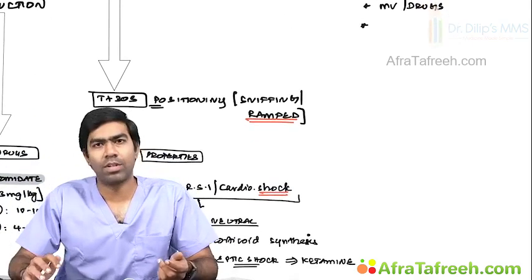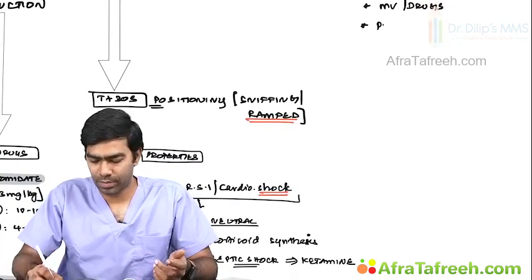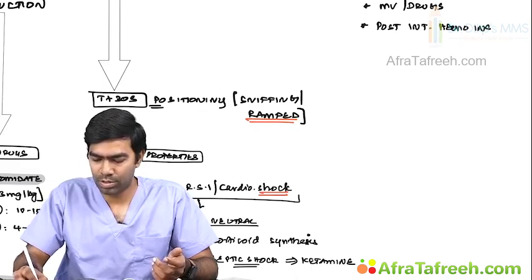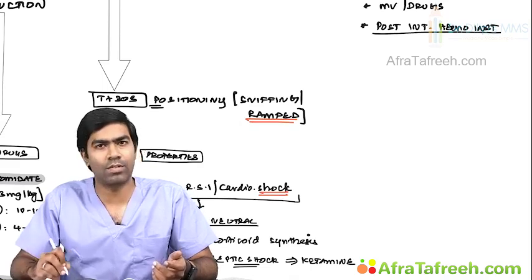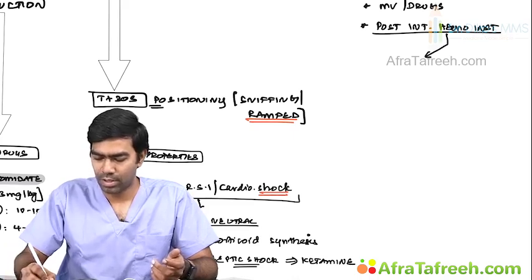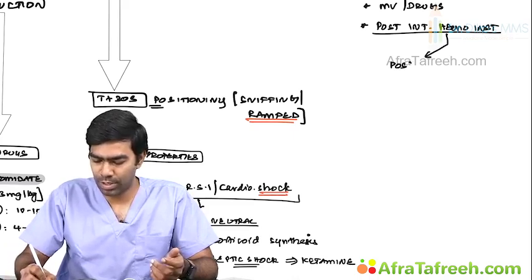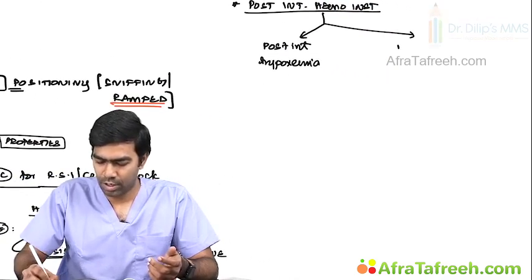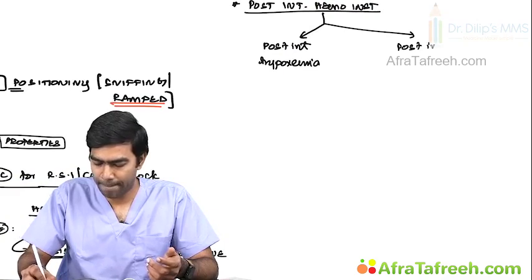At the same time, you also have to decide on post-intubation hemodynamic instability and hypoxemia. These are the two things you have to keep in mind. Post-intubation hemodynamic instability can be of two types. One is called post-intubation hypoxemia. And the second one is post-intubation hypotension, or otherwise referred to as post-RSI hypotension.